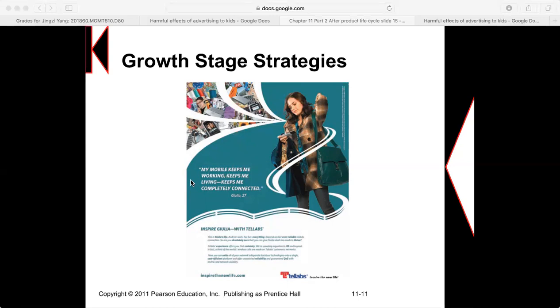It improves product quality. It adds new features, improves styling, adds new models and flanker products of different sizes and flavors to protect the main product. Enter into new market segments. It increases distribution coverage and enters new distribution channels. It shifts from awareness and trial communications to preference and loyalty communications.